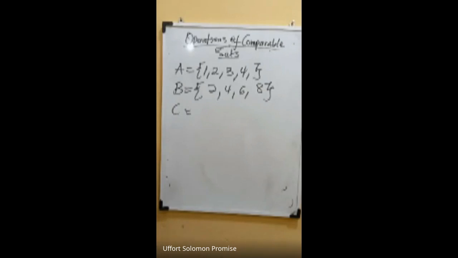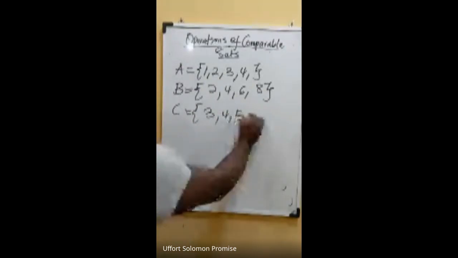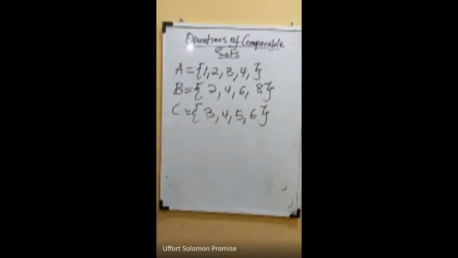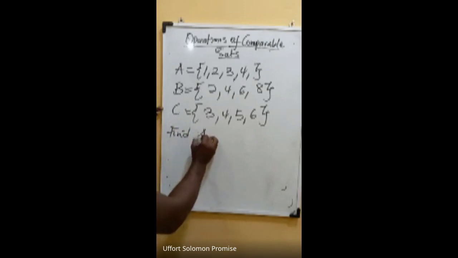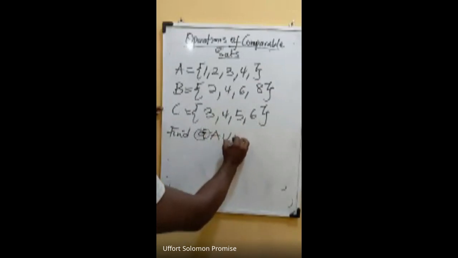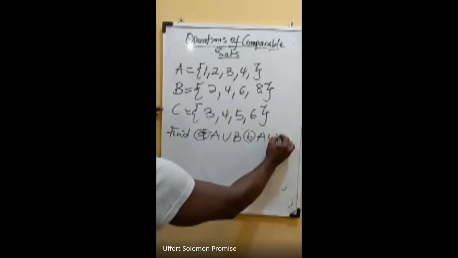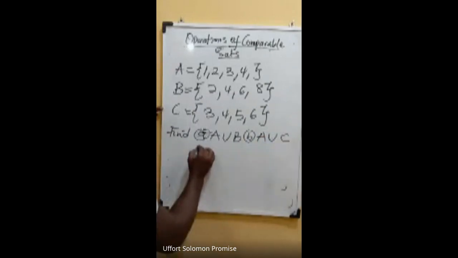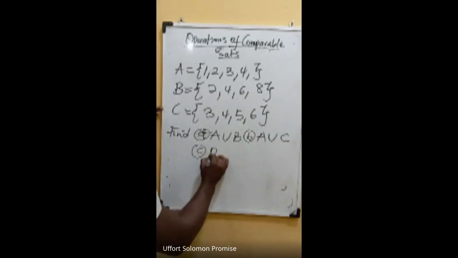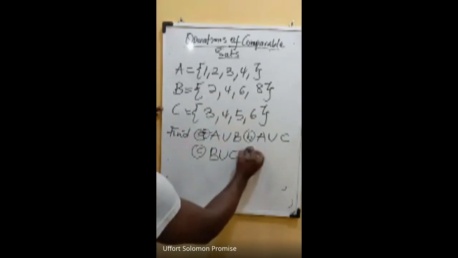We have set C to have these elements: 3, 4, 5, and 6. So now you are told to find: A union B. Question B, find A union C. Question C, find B union C. Question D, find B union B.